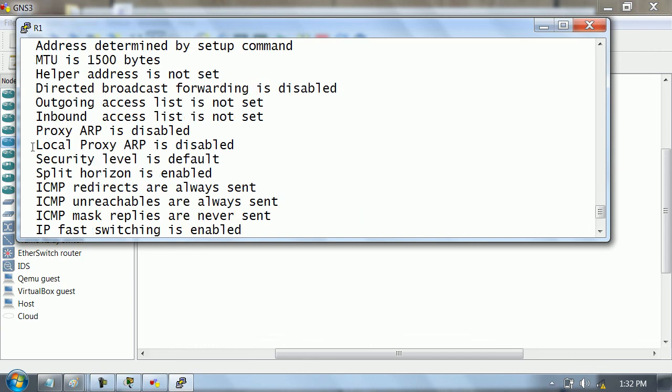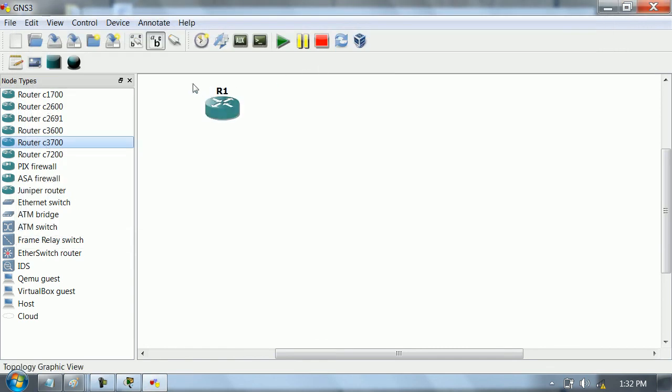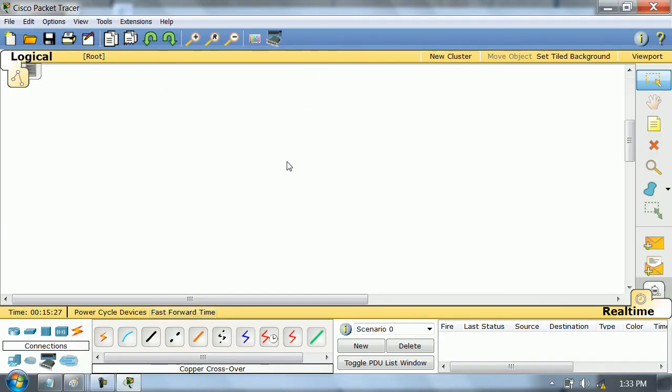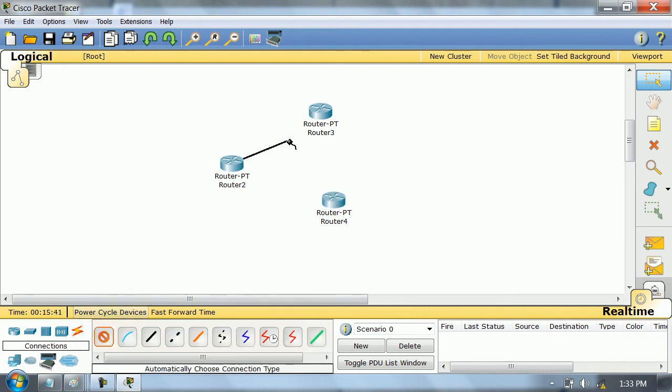Proxy ARP is, so Packet Tracer, that is the bug in the Packet Tracer, that it will never show you proxy ARP is disabled. Fine. We have 3 routers. We are using serial links, so I can use any way. We can use exit interface also, and we can use next hop also. Fine.